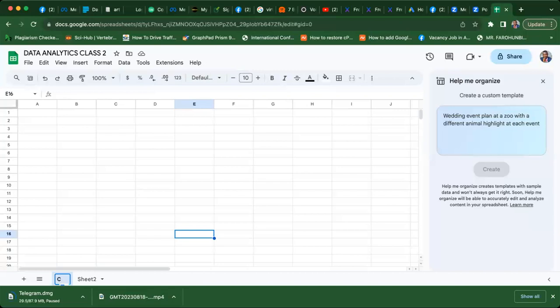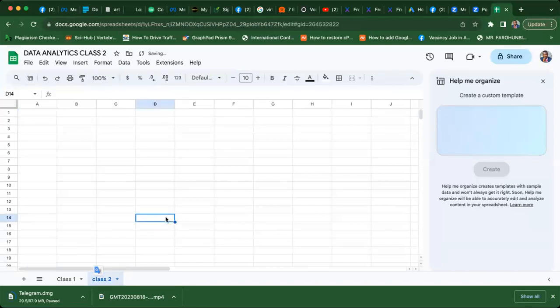Let's say I want this one to carry Class 1. Once I go into the sheet again, it saves that name. The second thing is that I can have another sheet, maybe I call it Class 2, and once you press the Enter key, you'll have the sheet.